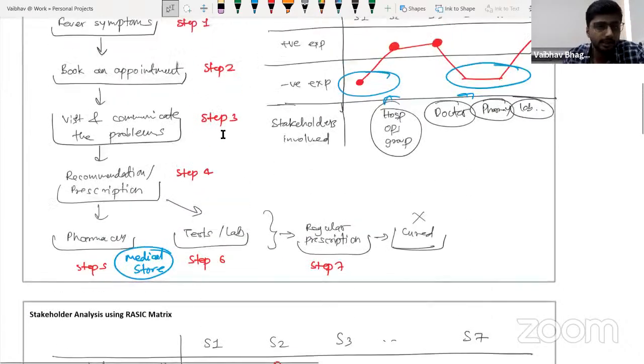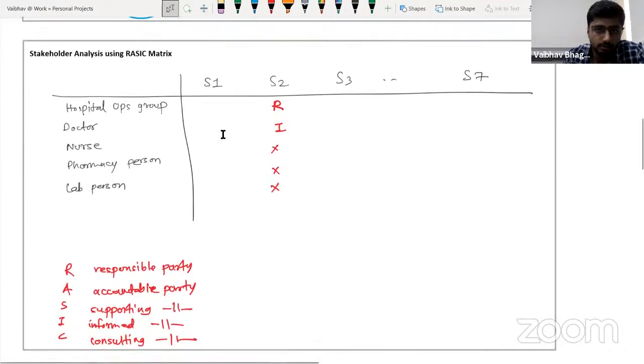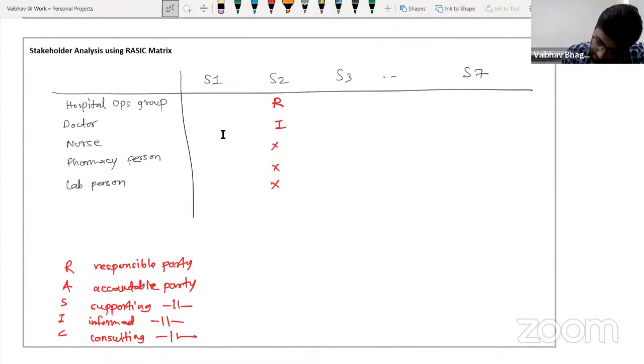Let's say for step number 3, you have the visit, and here the doctor is involved directly. So he or she is the responsible person. Operational group is just informed that this has been happening. Nurse might be directly responsible or might not be, so for now we'll consider them as the supporting staff. And then pharmacy and lab person do not come into the picture.